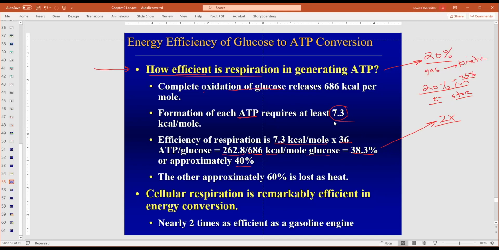And just to blow your mind a little more, remember this number is really closer to 13 to 15 in the cell. So really, we're about 80% efficient, or 4 times more efficient than any other mechanical device that's ever been created. That means that you're pretty amazing. Living things are pretty amazing at energy efficiency.